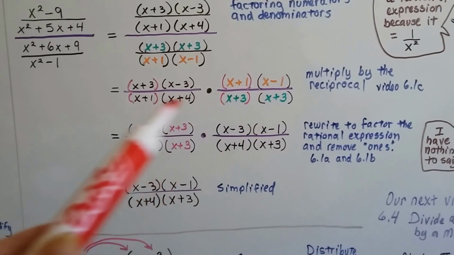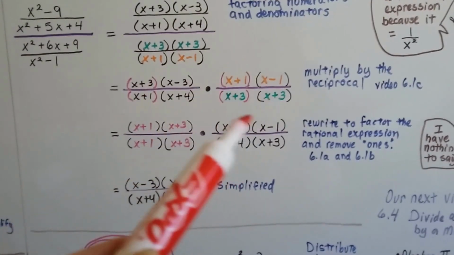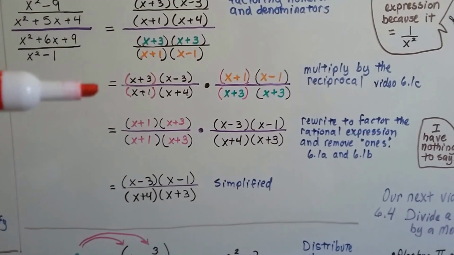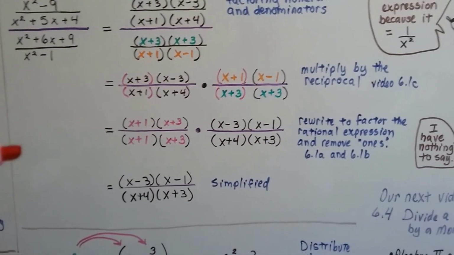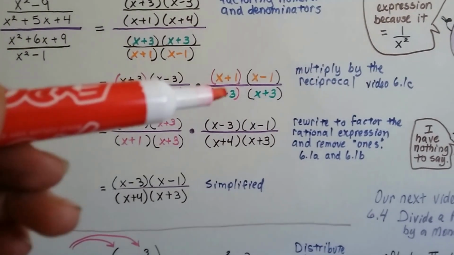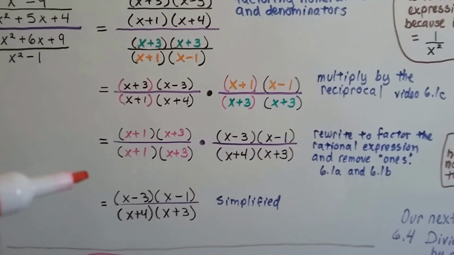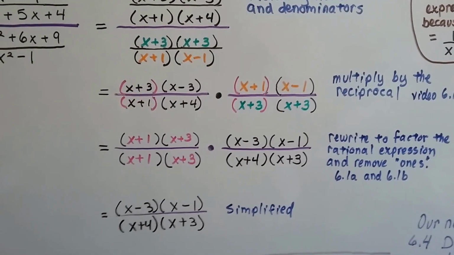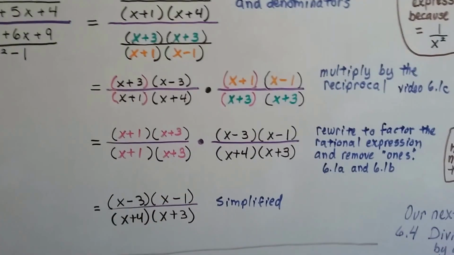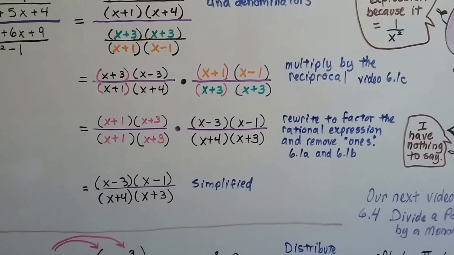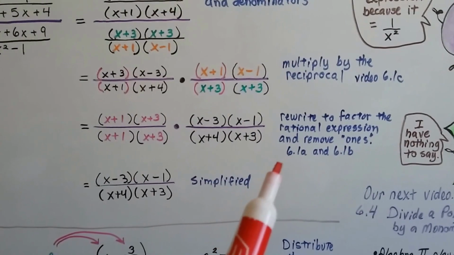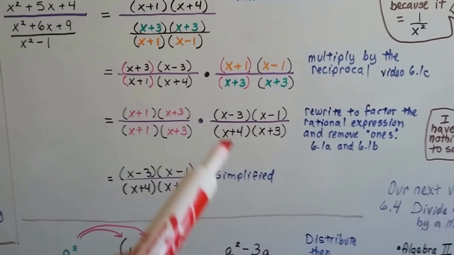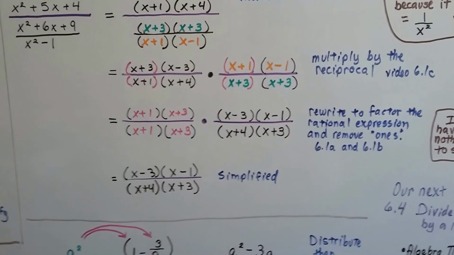So I'm going to write it this way because we're multiplying by the reciprocal, and we flipped this one entirely around. And what we get is some 1s, don't we? Look, there's an x plus 3 here, and there's an x plus 3 there, okay? There's an x plus 1 here and an x plus 1 here. We can rewrite this whole thing to factor the rational expression and remove the 1s. Again, that was from video 6.1a and 6.1b. And what we're left with is just this part. And we're done. See?